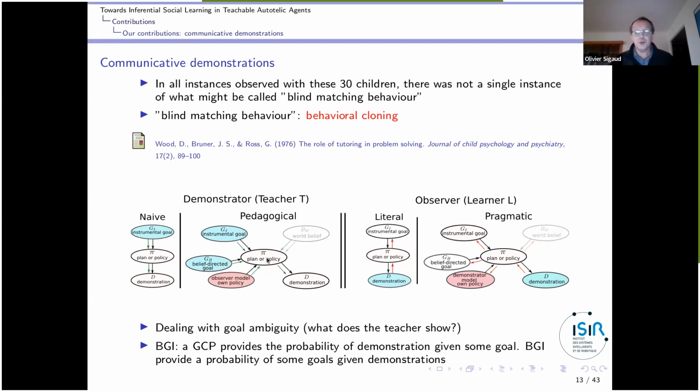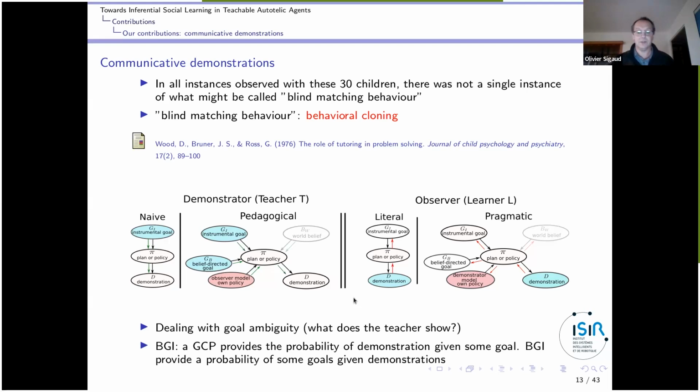Okay. And we have also two kinds of learners. One is the literal learner, which will just infer the goal from the demonstration without any idea of the teacher being pedagogical. And the other one is the pragmatic learner, which based on some model of the demonstrator will try to infer what goal the demonstrator was trying to convey and also what was his belief-directed goal. Okay. And this kind of framework can be used to deal with the fact that in any demonstration, the final goal is always ambiguous. Okay, and I will exemplify this just after that.